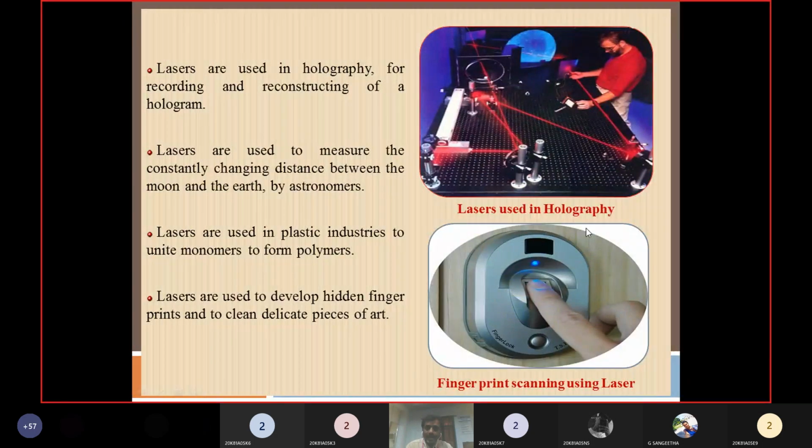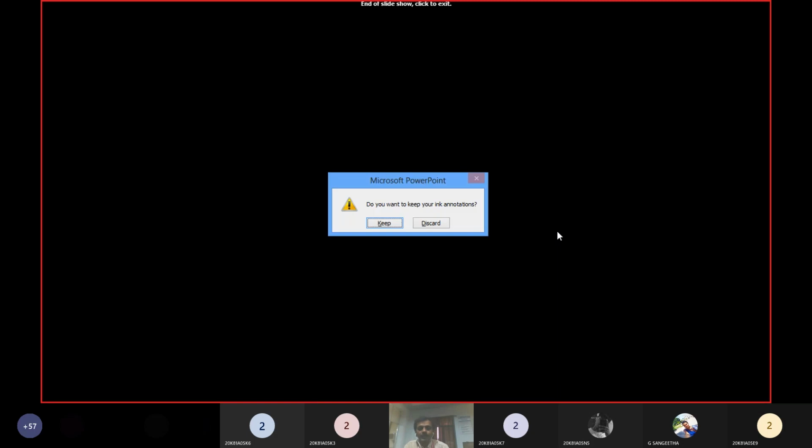Holography also uses lasers, and fingerprinting technology also uses lasers. These are some applications of the laser.